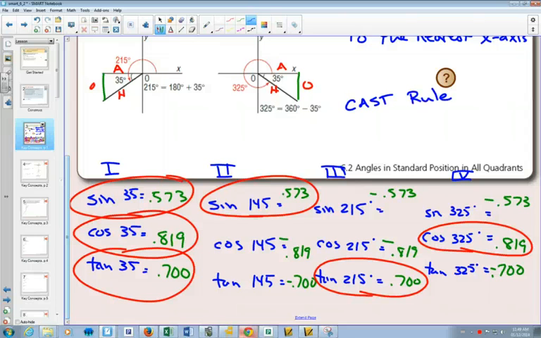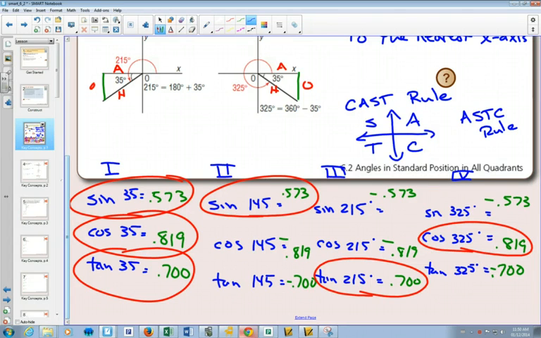In English, we call it the cast rule. The only reason it's called the cast rule is because if you draw all 4 quadrants and you say all of them are positive in quadrant 1, in quadrant 2, only sine is positive. In quadrant 3, only tan is positive. And in quadrant 4, cos is positive. So it should really be the Astc rule, but it doesn't quite flow as a word.